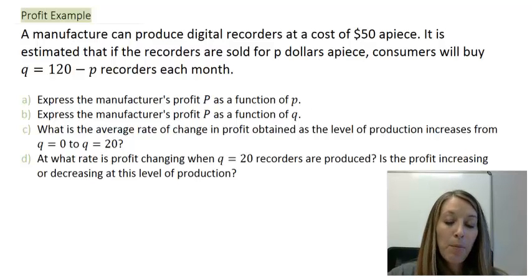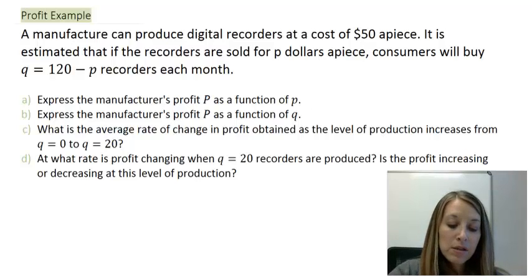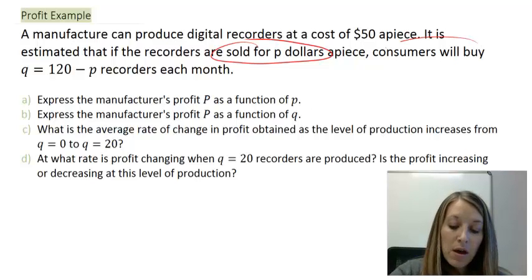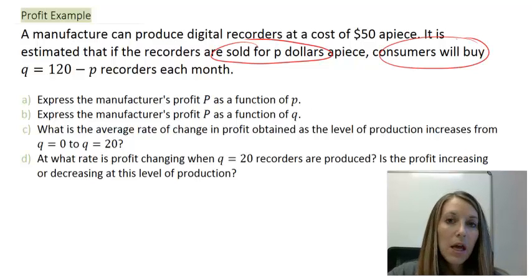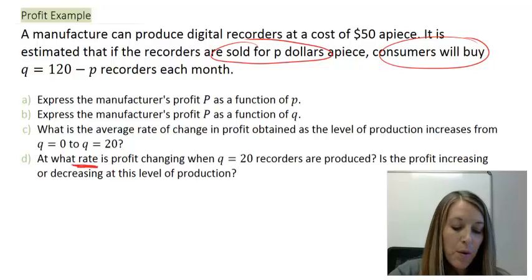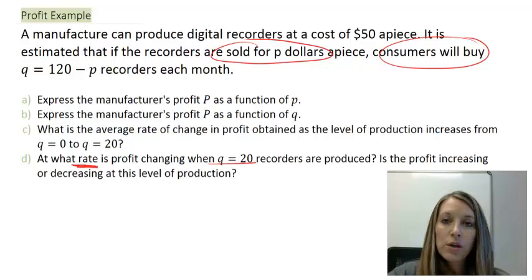First, we want to come up with the profit equation as a function of P, where P is the amount that they are sold for. Second part, we want to come up with the manufacturer's profit as a function of Q, and Q is the amount that the consumers are going to buy. Then we want to figure out the average rate of change in profit as the level of production increases. And last but not least, not the average rate, but the actual rate of the profit at a specific time, and of course whether it is increasing or decreasing at that time.